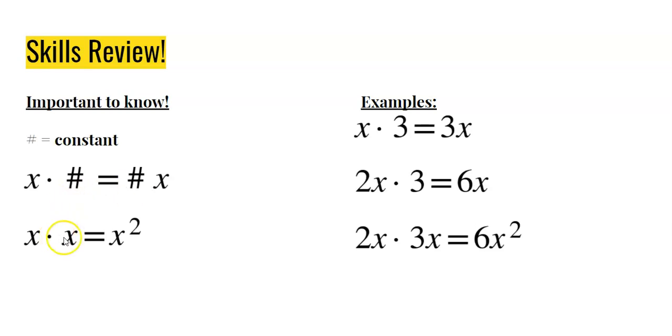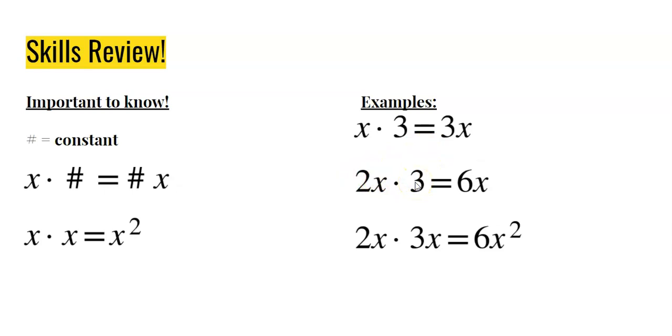Now, if you're multiplying a variable by itself, then you will square that variable. These are like terms, so you can multiply them. So x times x will give you x squared. So here's some examples. x times 3. Well, they're not like terms, so we're just going to kind of squish them together to give us 3x. Can't do more there.